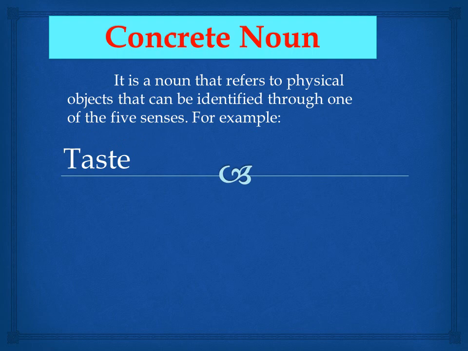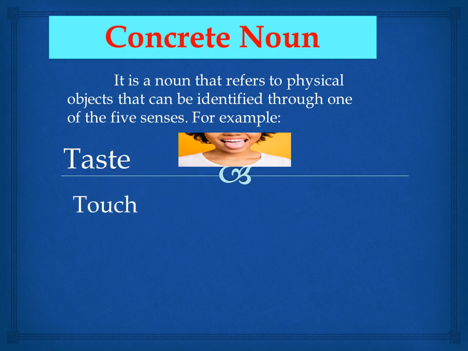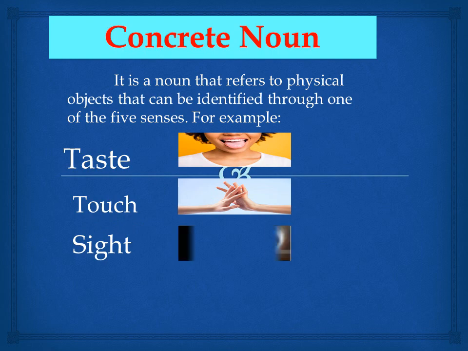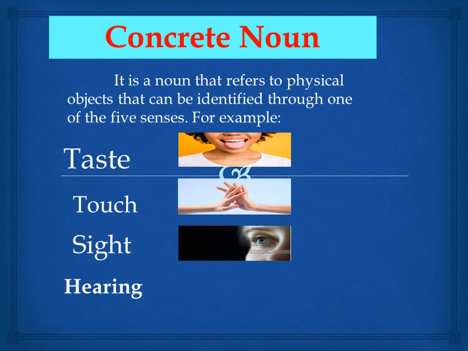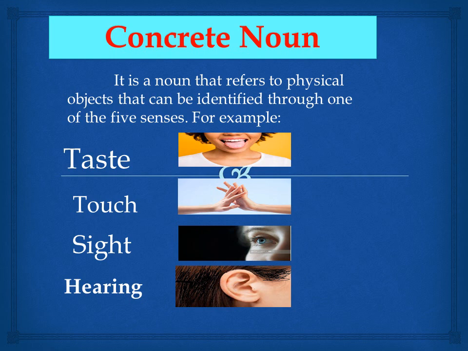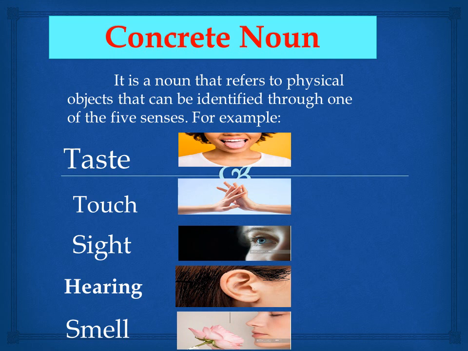For example, taste. We can taste a thing with our tongue. Touch. We can touch a thing with our hands. Sight. We can see a thing with our eyes. Hearing. We can hear a sound with our ears. Smell. We can feel a fragrance, a smell with our nose.